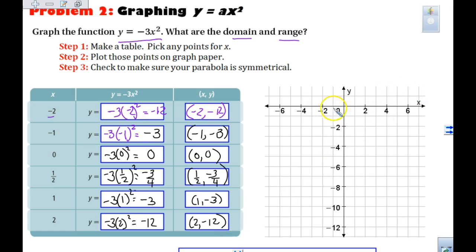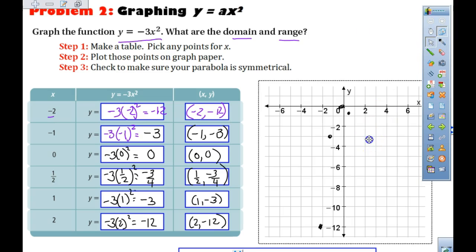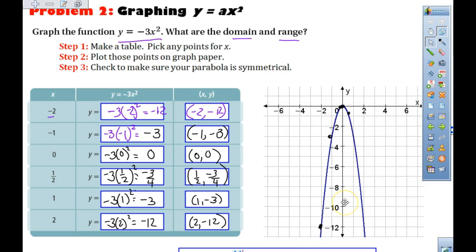So please plot your points: negative 2, negative 12, negative 1, negative 3. It's kind of a very narrow graph, right? Where is that 1/2, negative 3/4? Like there, okay? As you are looking at those, you are going to draw a curve. This will definitely be a curve. It should not be like absolute value, which was 2 lines in a V shape. This is always going to be curved.